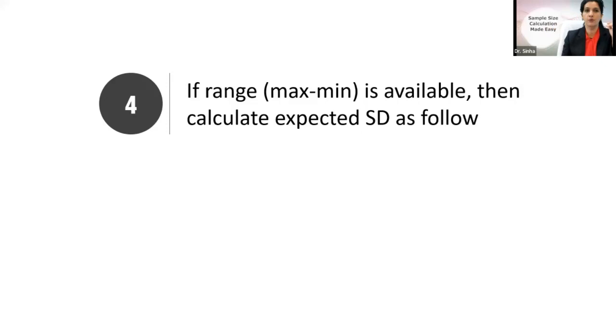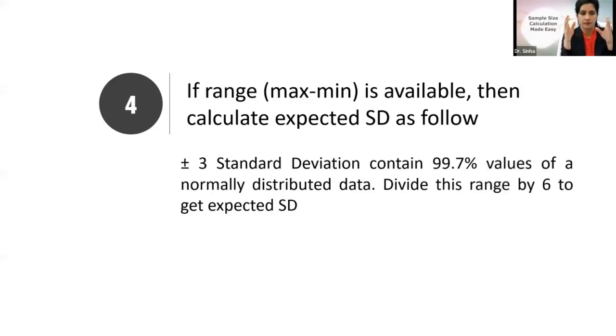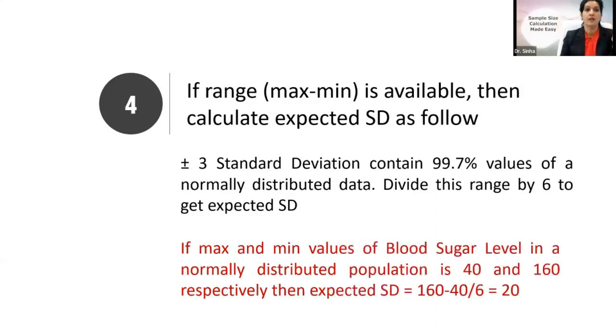So in that case, what you can do is take the maximum minus the minimum divided by 6, and that will give you a standard deviation. So in this case, if the range of the systolic and diastolic blood pressure is 40 to 160, then you can have the expected SD of 160 minus 40 divided by 6. That will be 20.